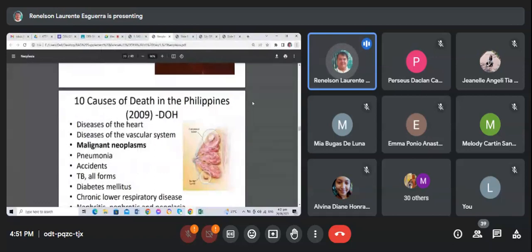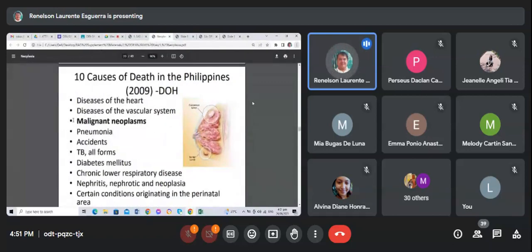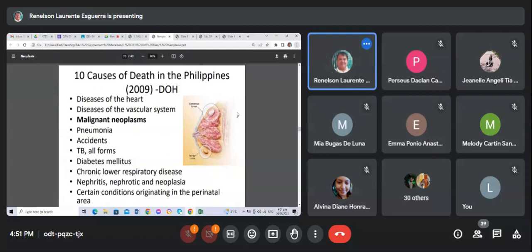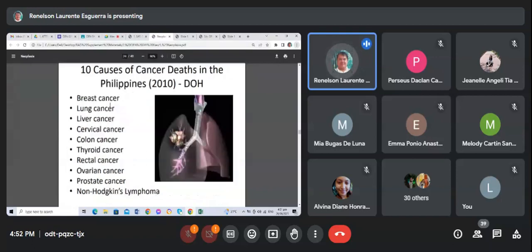This is an old data from DOH. Malignant neoplasms rank third among the 10 leading causes of death in the Philippines during that time. And it still is true until now. Recent data from the DOH, although not yet published, still shows number 3. In the Philippines it is still breast cancer for women and prostate cancer for men. Although there are times when colon cancer is on the rise, as well as cervical cancer for females, and for men there is still a significant number of lung cancer because of smoking, and liver cancer because of alcoholism.